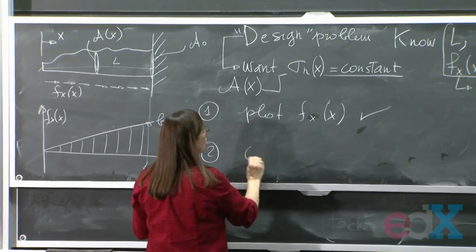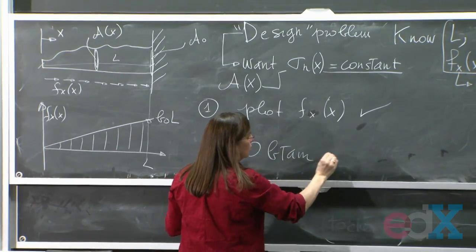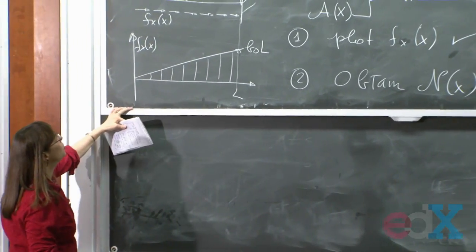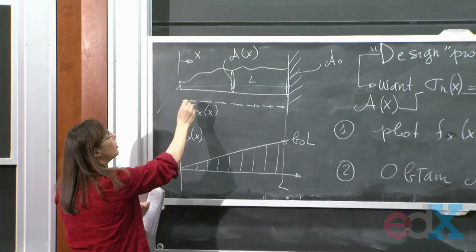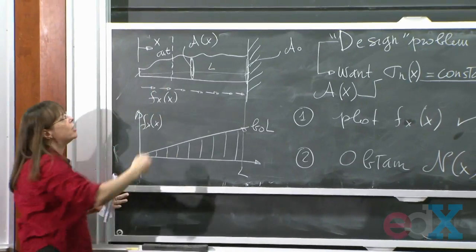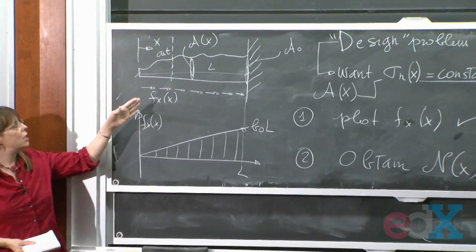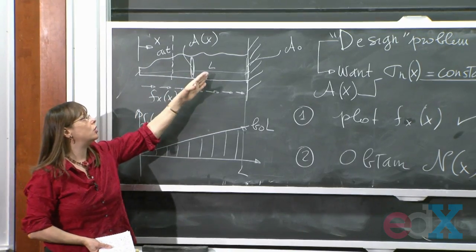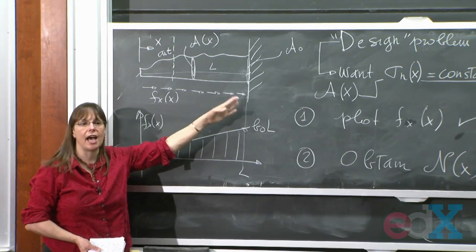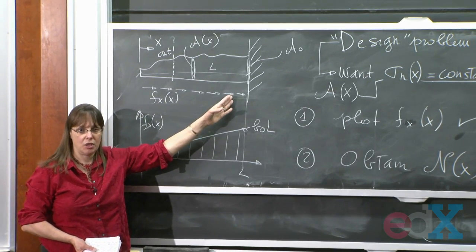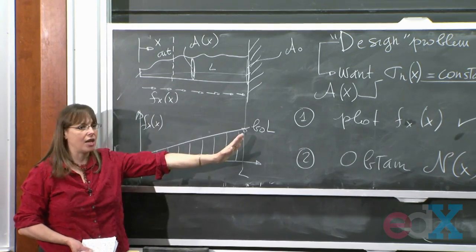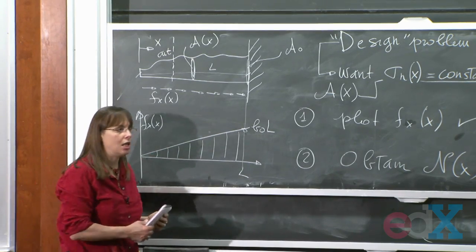Number two, obtain n of x. Okay, I can do that. So what do I do to obtain n of x? I just take my bar and I do a cut. In this case, there is not a concentrated load here or here that I need to do different cuts. I can cut at the generic x. Wherever I cut, I'm going to have the same equations. You see that? Because nothing changes along the bar. Everywhere in the bar, there is the same Fx of x. So my equations are going to stay the same.